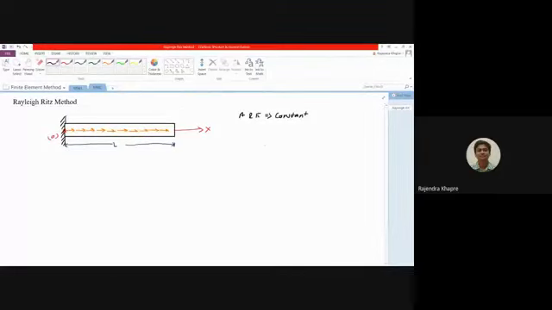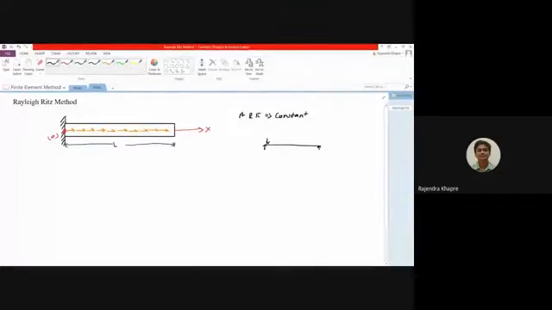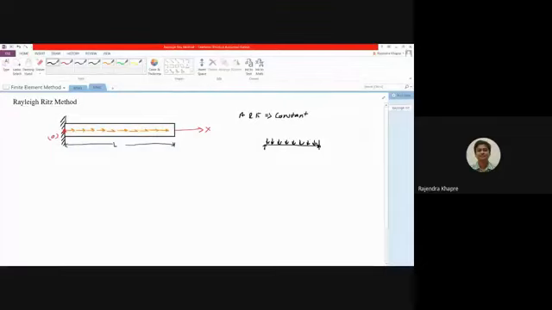Just for the sake of example, take a simply supported beam like this, with a load like this. This is nothing but a UDL acting on the beam. The UDL value will be a constant, so this W will be some value, maybe 10 kilonewton. If you consider this as a beam, this is your x-axis, the 0 axis. In this case the load is acting perpendicular to the x-axis.